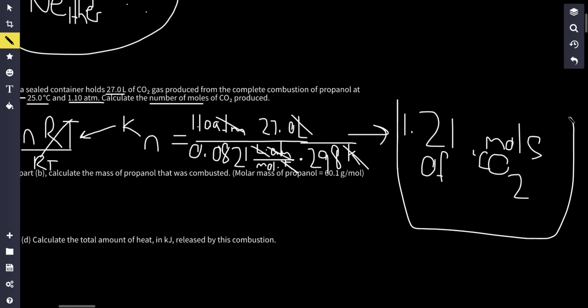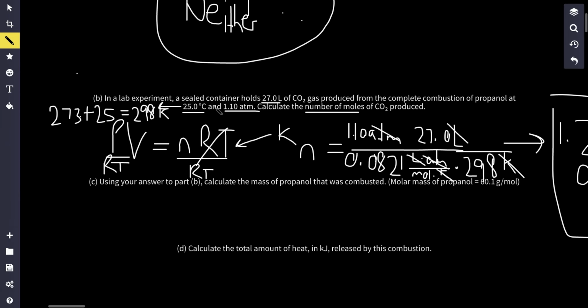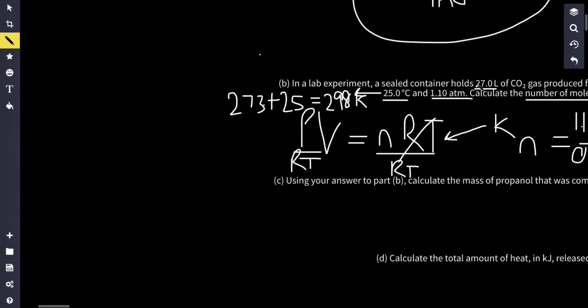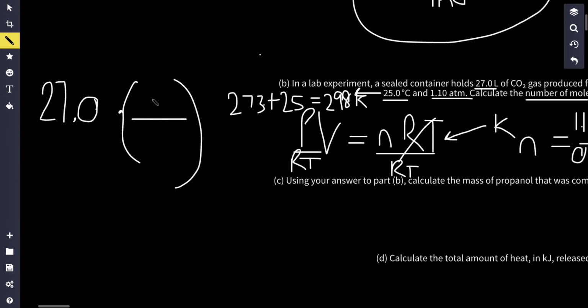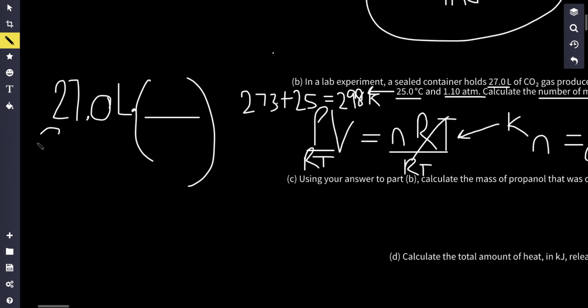And that's going to be my answer. It's important to point out that a lot of you guys might be saying, oh, can't we just take this 27.0 liters and multiply it by something? So we have 27 liters of CO2.